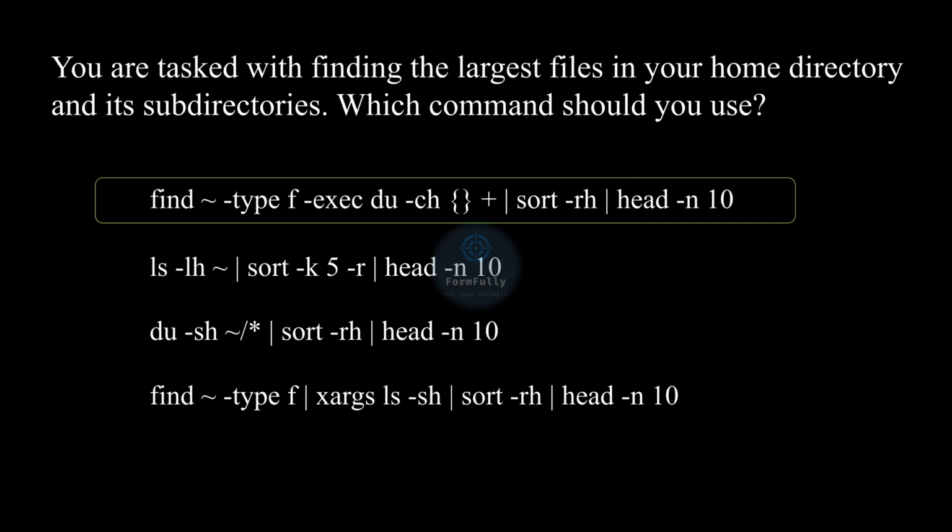Option 2 is used to list files in a home directory, not in its subdirectory. Option 3 is used to show the largest directory, not individual files. Option 4 is less efficient than option first and may not handle file names with special characters correctly. So the correct option is A.